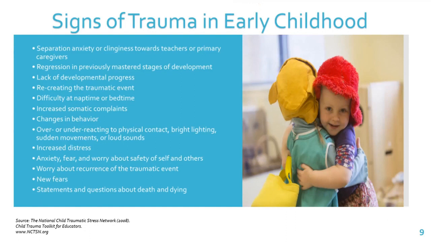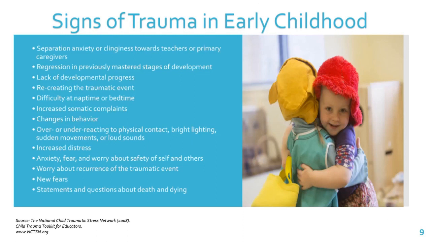So now we're going to go over some common signs of trauma in our little people. Separation anxiety or clinginess towards the teacher or their primary caregiver. So they may not want to let go of their caregiver when they come to your services, but they also may not want to let go of you when it's time to go home. A regression to a previously mastered stage of development is a sign of trauma. Maybe they were potty trained and now they're having more accidents, or maybe they were walking and now they're choosing to crawl again.